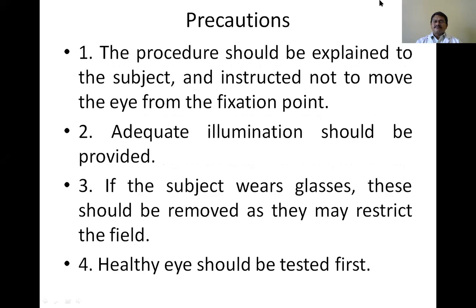Then what are the factors which will affect the visual field? What are some precautions whenever you are recording the visual field? The procedure should be explained to the subject and instructed not to move the eye from the fixation. If the subject is not fixing at the fixation point, the visual field you have done is wrong. You don't get the exact field. Adequate illumination should be provided. If you don't have proper illumination, it will affect the visual field.